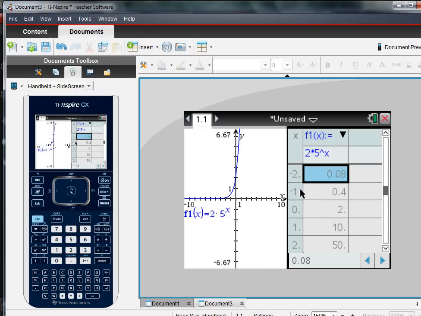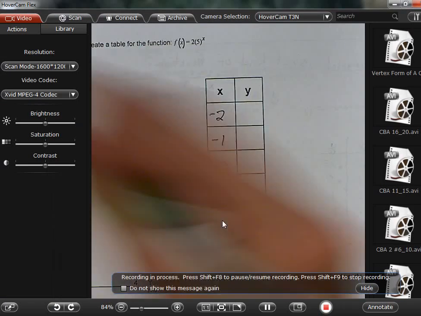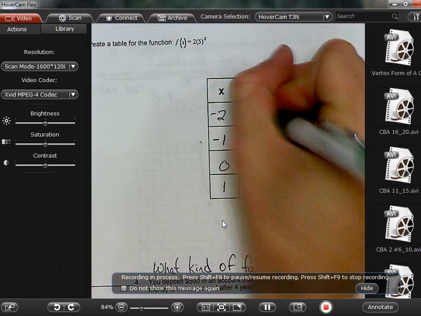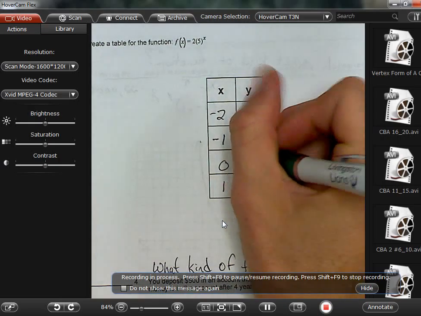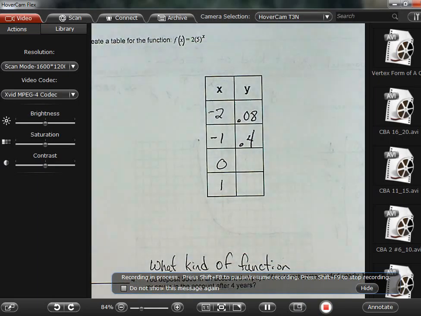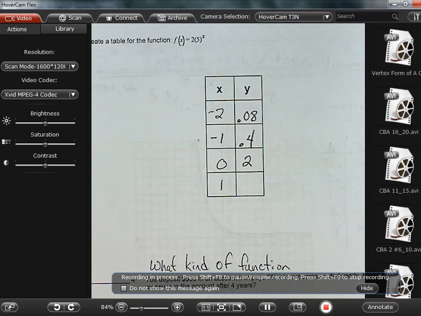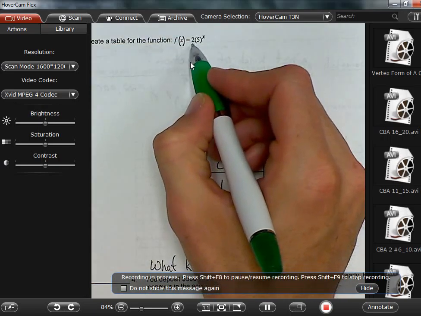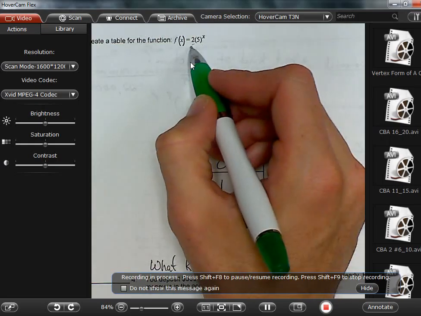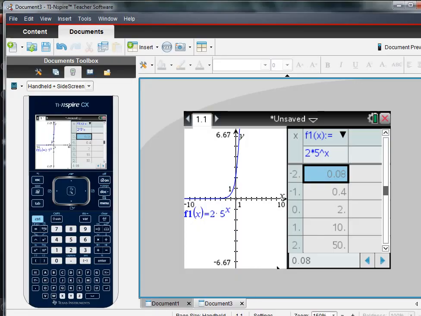And so it's going to be 0.08. 0.4. This will be what? It'll be 2. If there's a number in front, Graydon, you see how there's a number in front? If there's no number in front, it will be 1. If there's a number in front, it will be that number. I'll show you why here in a second. And then it'll be 10.